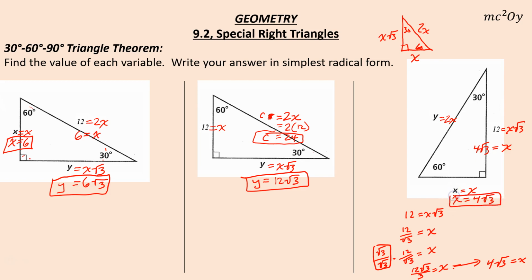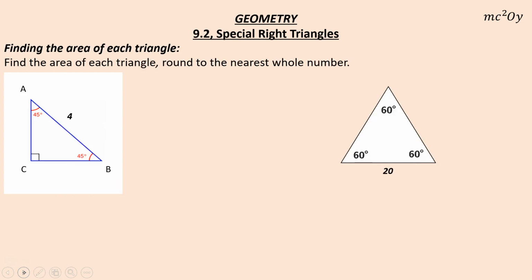And if x is 4 root 3 and y is 2x, that means y is equal to 2 times x, which is 2 times 4 root 3. Well, if you have 2 4 root 3s, that is 8 root 3. There we've got it. Okay, so really label them. Label them, label them, label them. The other caution, it only works with special right triangles. Not every triangle is special. So it actually has to be labeled as 30-60-90 or 45-45-90.